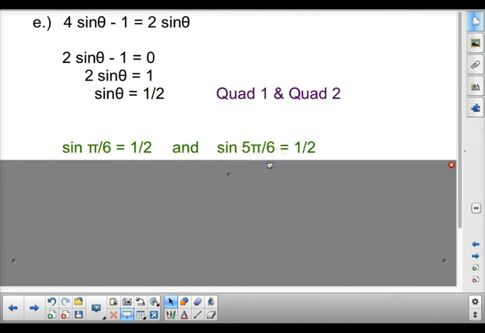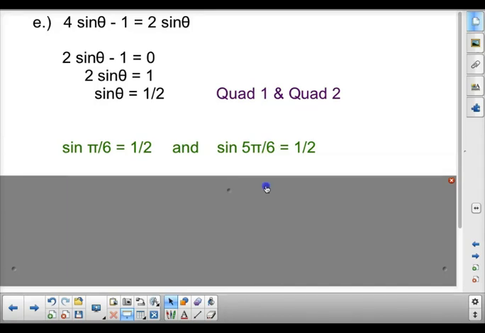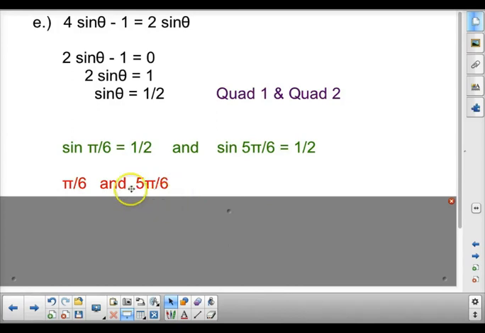Remember, we're only restricting our solutions to from 0 to 2 pi. There are times, in the next course, where you'll find all the solutions from negative infinity to infinity. But right now, we're just finding all the solutions from 0 to 2 pi. So I know that x is equal to pi over 6 and x is equal to 5 pi over 6, and those are my solutions.